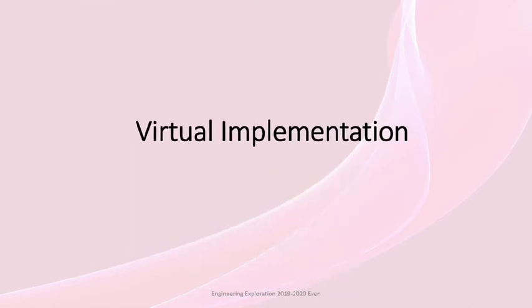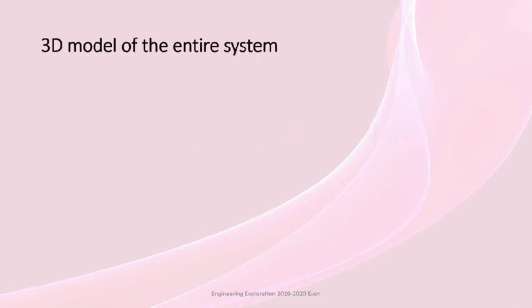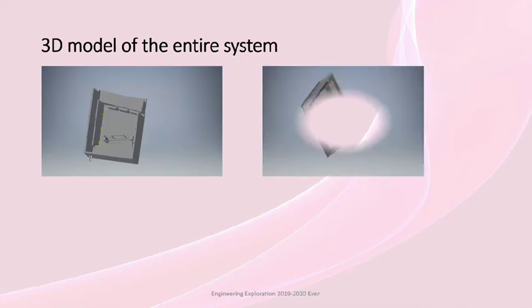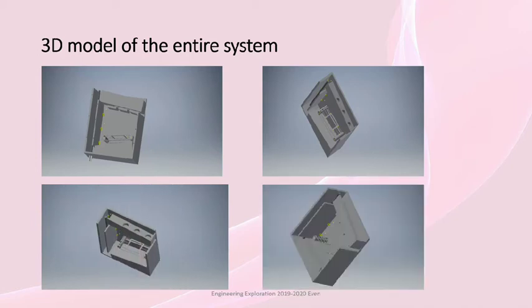Let me move to the virtual implementation phase. This is the 3D model of the entire system. These are different views of the assembled 3D model. This is the conveyor belt and these are the slots. Let me play a video of the 3D model.